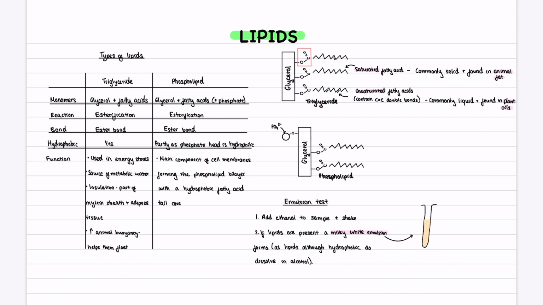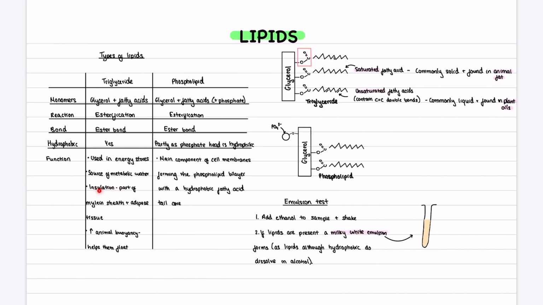Triglycerides have many functions. They are used as energy storage and are more efficient at this than carbohydrates. As they are hydrophobic, they do not cause any osmotic shifts in the cells. They are a source of metabolic water as the oxidation of the carbon-hydrogen bonds releases water, and camels, for example, use this in the desert where water is hard to come by.